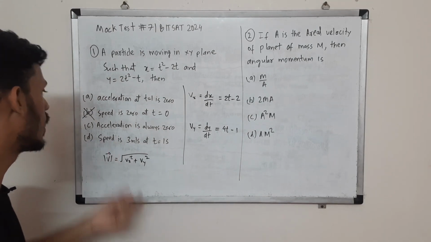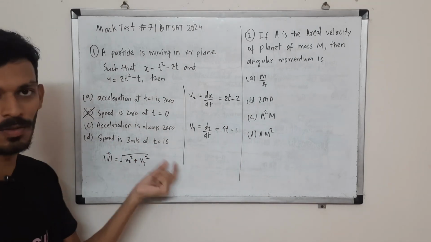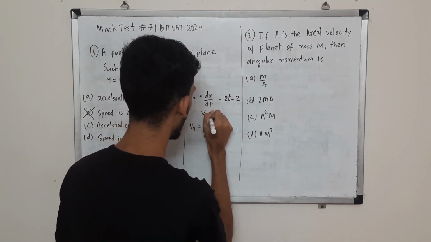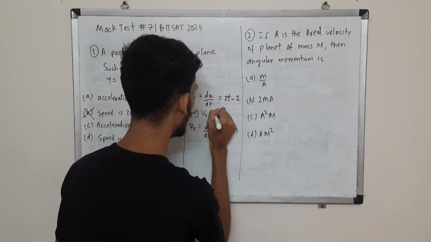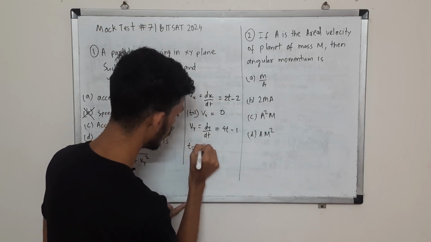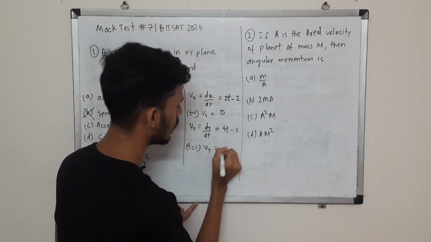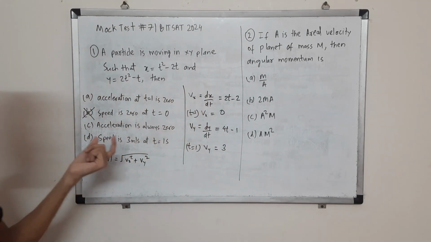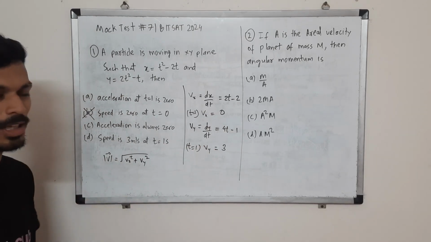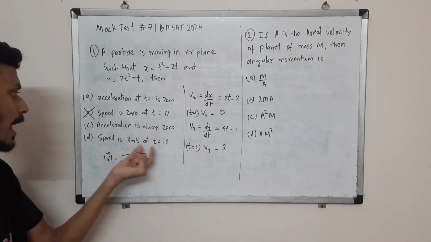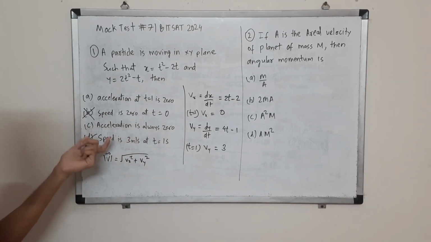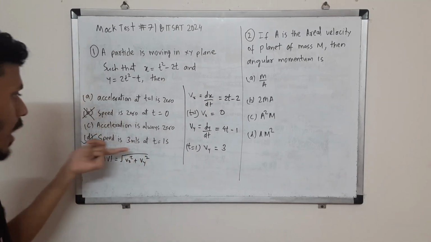Okay, let's check this one out. Speed is 3 meters per second at t is equal to 1 second. If we substitute t is equal to 1 second, what do we get? In vx, if you substitute 1, that will be 0. If you substitute 1 in vy, this will give us 3, which is true, right? Speed will be 3, since the components are 0 and 3. So 3 meters per second at t is equal to 1 second. You can check the other statements too, but it's single correct, so you know that you have reached the right answer, which is option D.